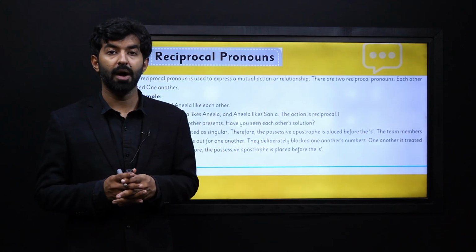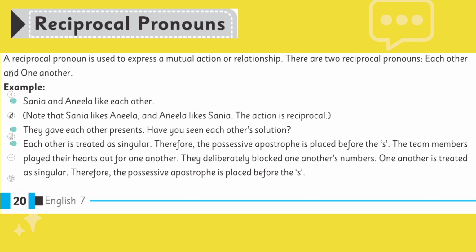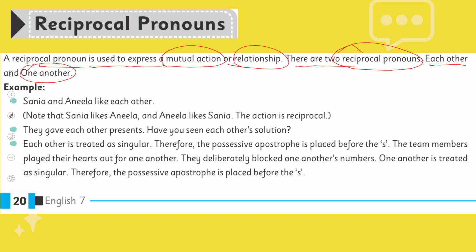Now, let's talk about reciprocal pronouns. A reciprocal pronoun is used to express a mutual action or relationship. There are two reciprocal pronouns in total. They are each other and one another. So these are our two reciprocal pronouns. Now we learned that a reciprocal pronoun is used to express mutual action and relationship. Let's try to see how they work in our sentences.